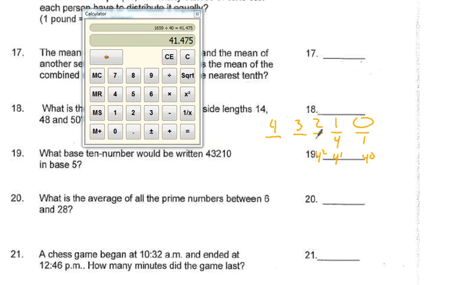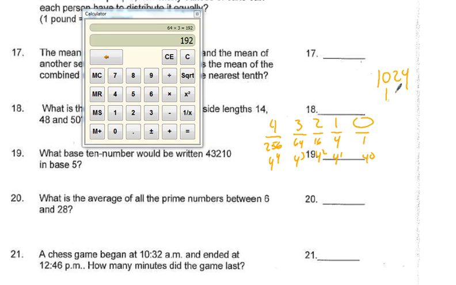4 to the second is 16. 4 to the third is 64. 4 to the fourth is 64 times 4, and it's like 256, I think. Oh, look at that. So I have 4 groups of 256. So that amounts to 1,024.